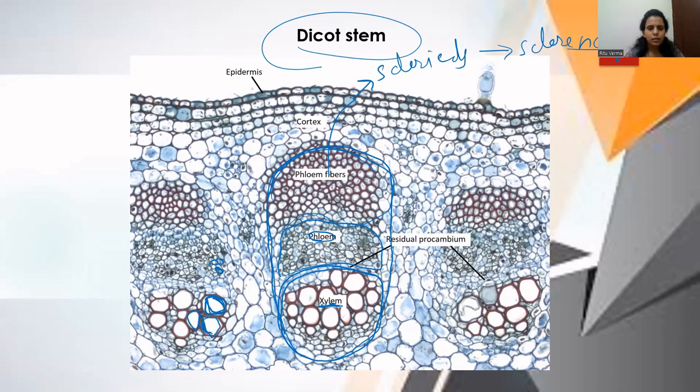This xylem vessel is thick walled due to the deposition of lignin. This is one of the very important ways of identifying xylem and phloem. Xylem is thick walled due to the deposition of lignin, and phloem is thin walled. So with the help of this one particular hint, we can easily identify xylem and phloem.